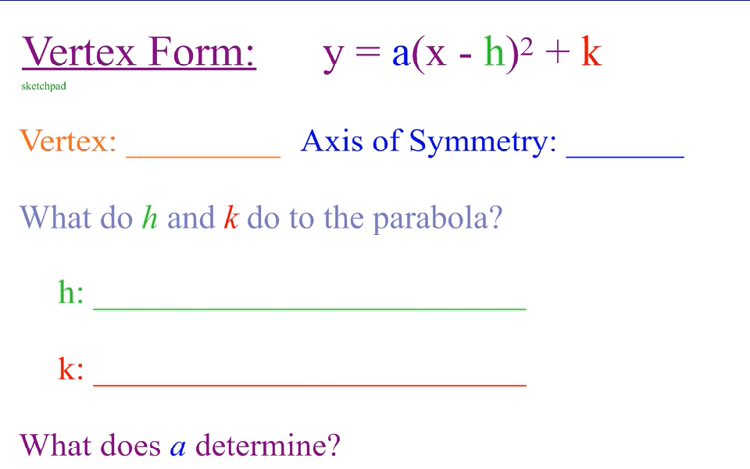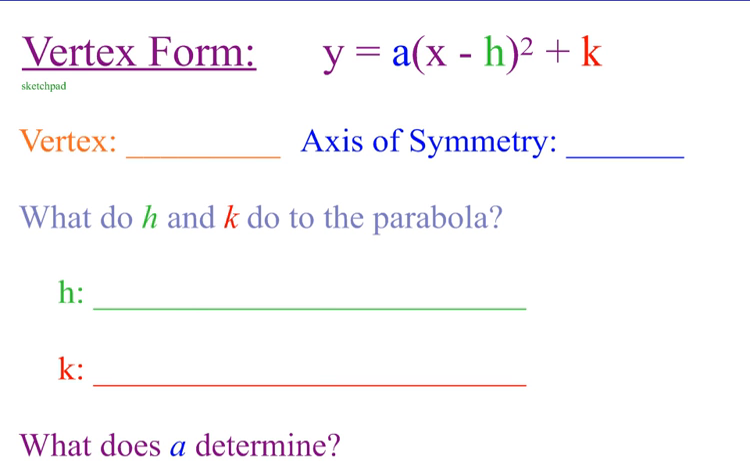In this lesson, we are going to learn about vertex form. The first form that we learned for a quadratic equation was standard form. That's the only one we've worked with so far this chapter. The one you see here is called vertex form. So it's y equals a times the quantity x minus h squared plus k.